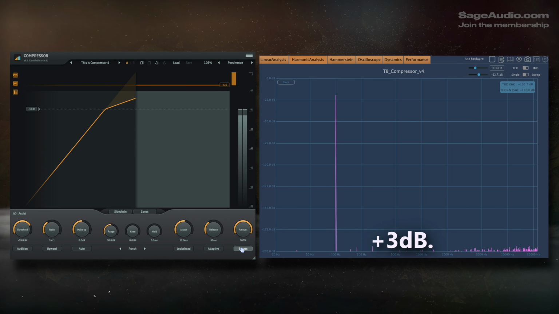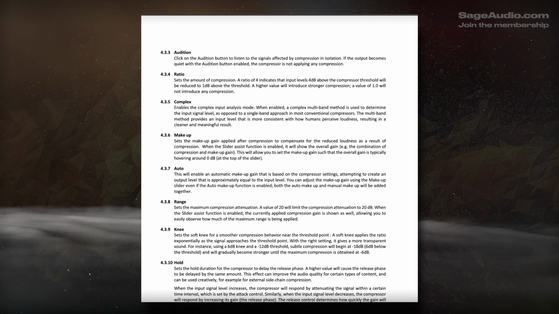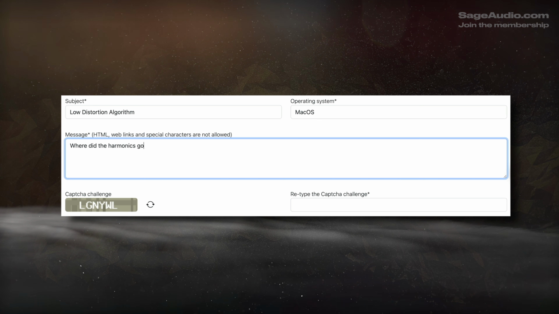So thinking I had messed something up, I tested a bunch of compressors. When that didn't give me more insight, I read the manual, and finally I just reached out to the developer, who had this to say.